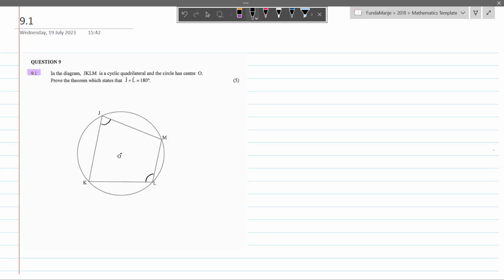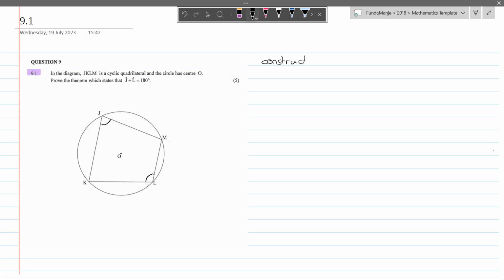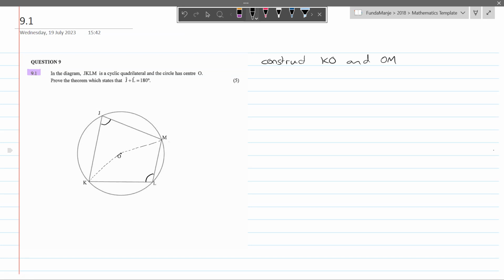Our first step in this proof is to construct radii, or just draw KO and OM. So something like this. Cool. Then you want to partition it such that we have O1 and O2.